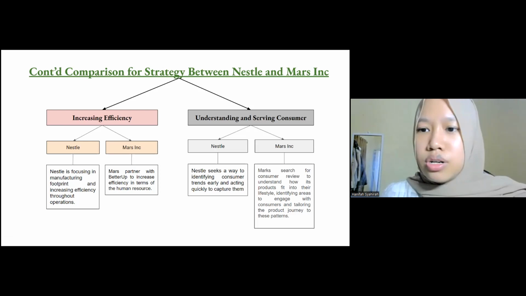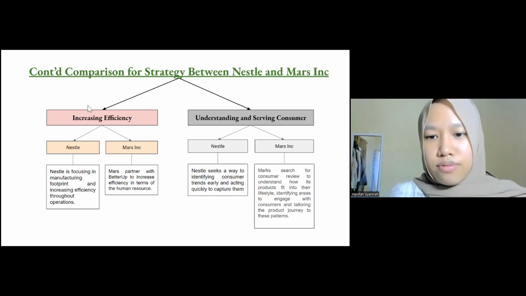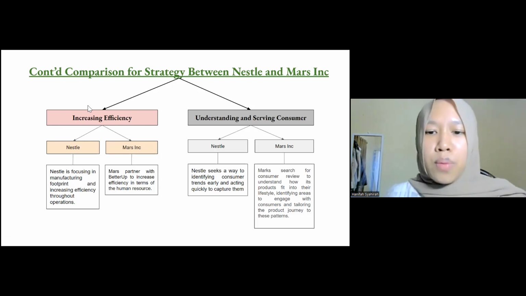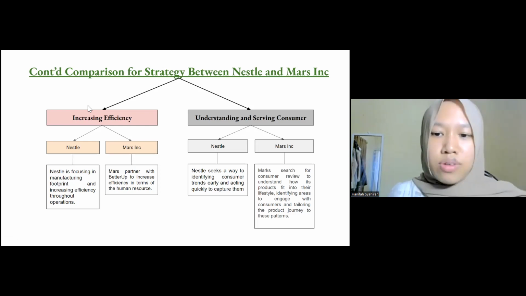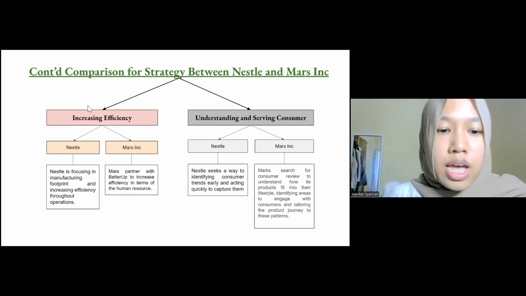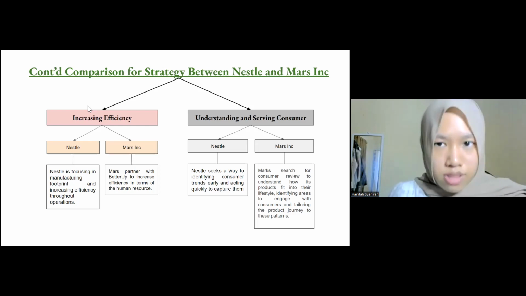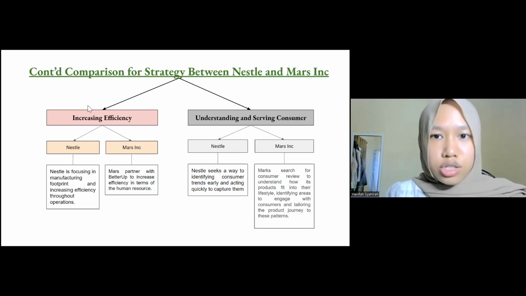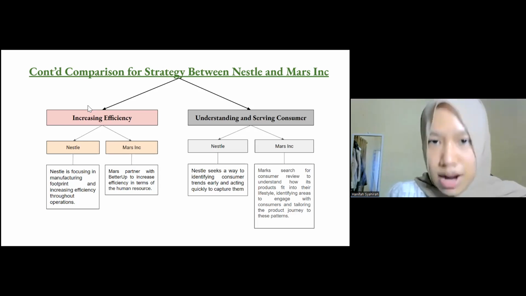And another strategy between Nestle and Mars Inc. is understanding and serving the consumer. Nestle tries to identify consumer trends early and act quickly to capture them. So they really like following the trends. Like I said, the trend that happened with KitKat partnering with a shoe brand, where the shoe has the KitKat logo on it, which people consider a trend.